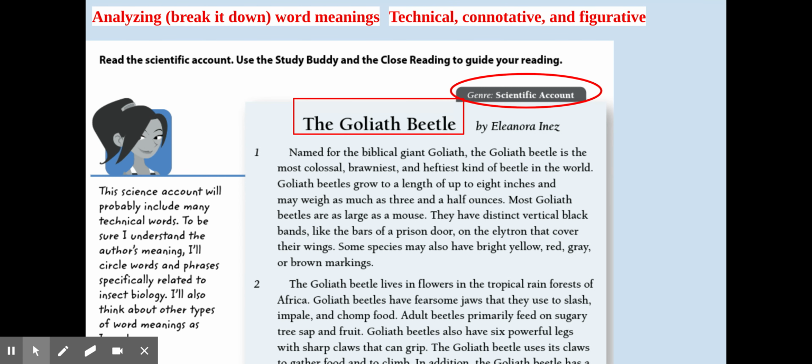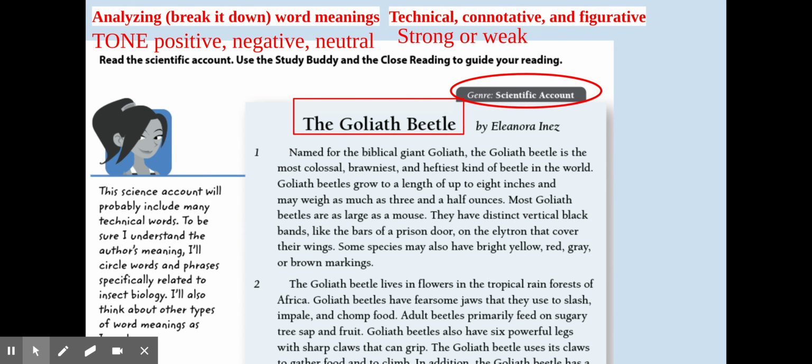And then we want to take it a step further. Once we figure out if it's technical, connotative, or figurative, can we break it down into its tone: positive, negative, or neutral? And then sometimes we look to see if that is strong or weak when we talk about connotative meaning, especially, which is going to show up in this particular excerpt a lot.